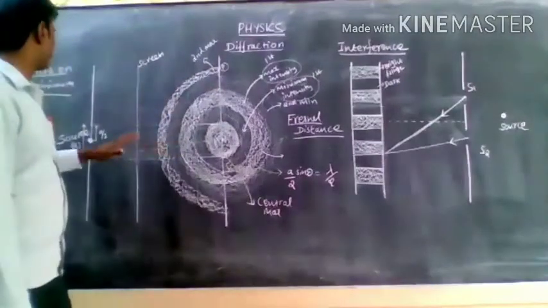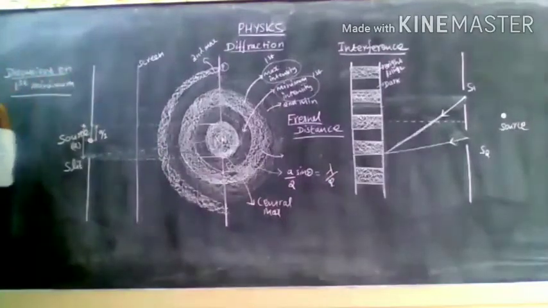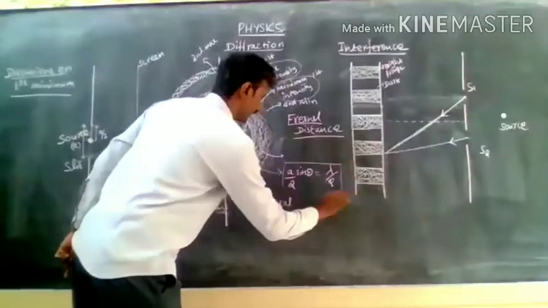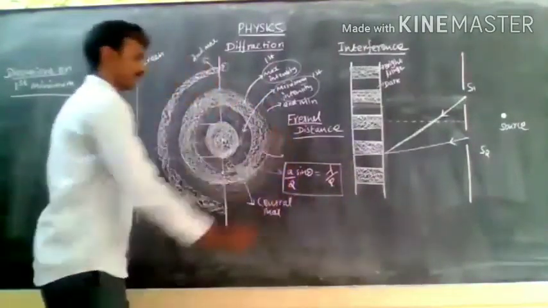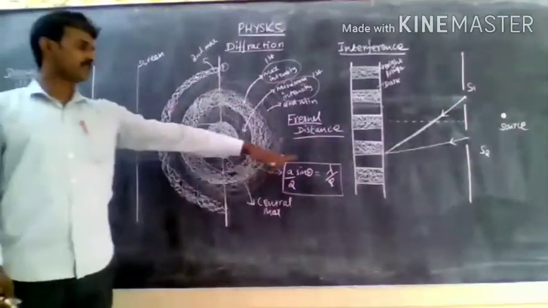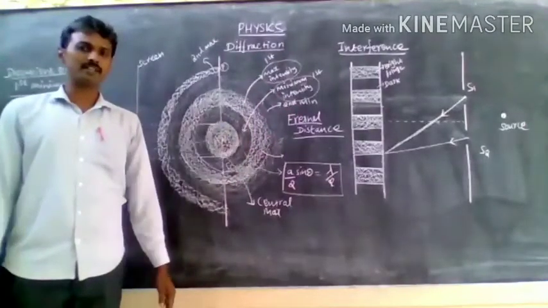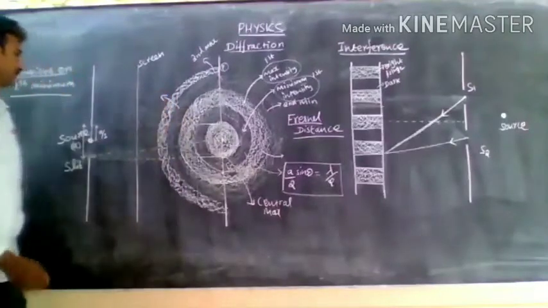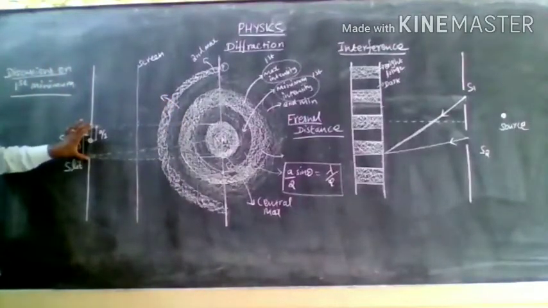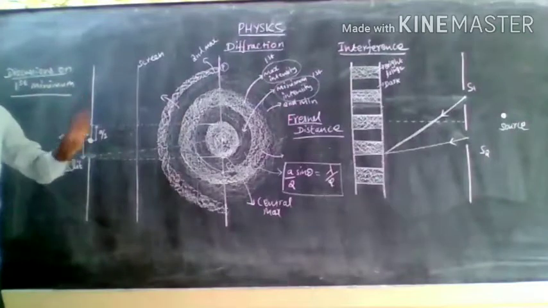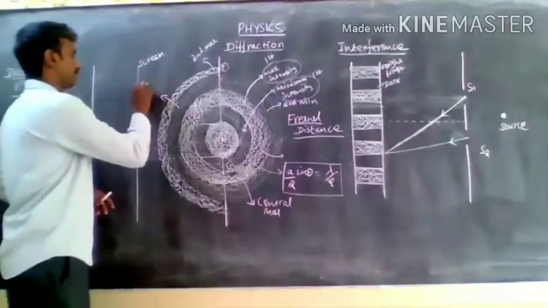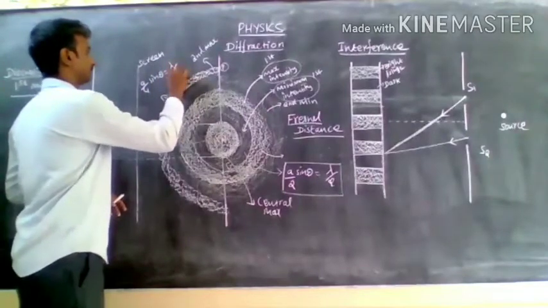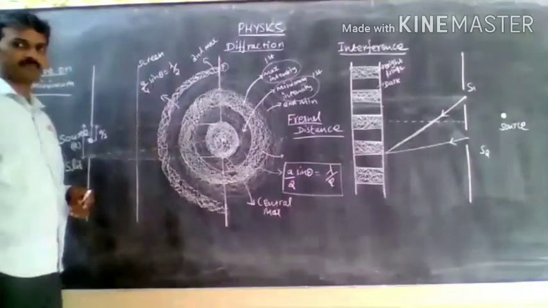Now I am going to discuss the first minimum. This is the condition for the first minimum: a by 2 sin theta equals lambda by 2. Suppose, in order to get the second minimum, we divide the slit into 4 equal parts. Therefore the formula becomes a by 4 sin theta equals lambda by 2. So this is the condition for the second minimum.